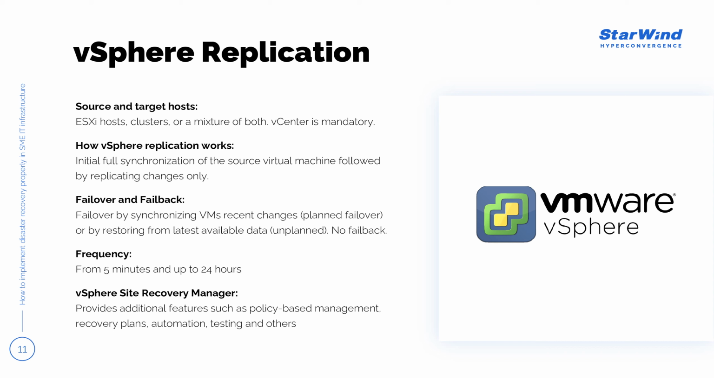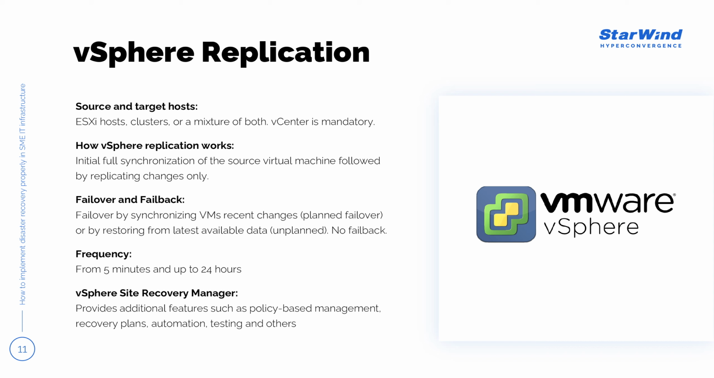As to failover options, again, very similar to what Hyper-V has, albeit with different naming. So in vSphere, you actually perform a recovery of a virtual machine by using either the synchronize recent changes option or the use latest available data option. The synchronize recent changes option is similar to planned failover in Hyper-V, and it requires your primary VM to be stopped.